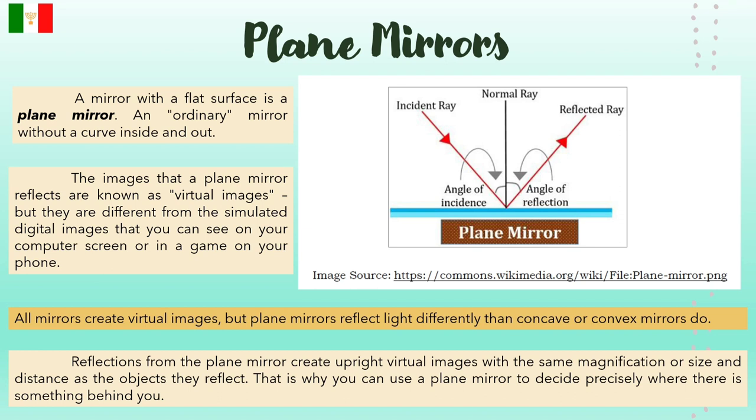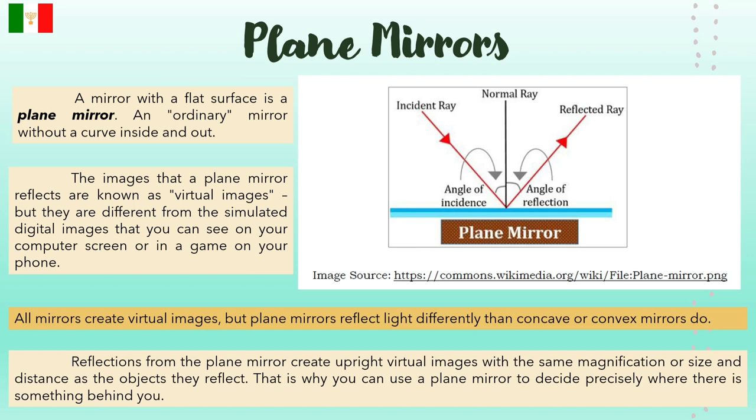The images that a plane mirror reflects are known as virtual images. But they are different from the simulated digital images that you can see on your computer screen or in a game on your phone. The difference between a real versus virtual image is that a real image is formed when light converges at a point, like looking at an apple on your desk.